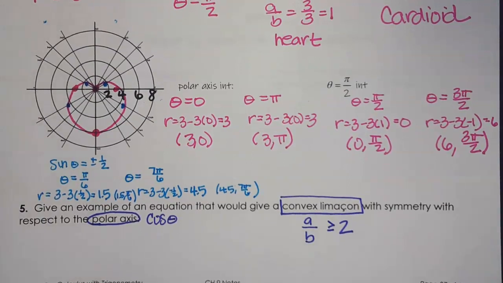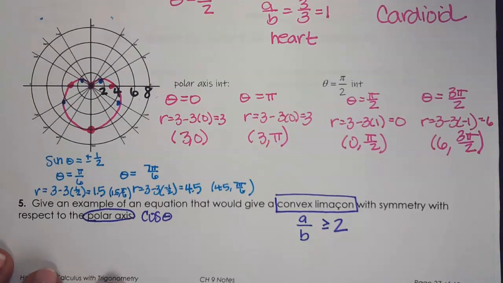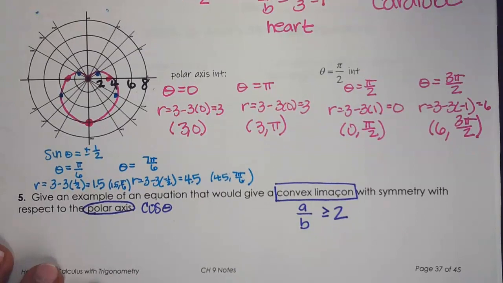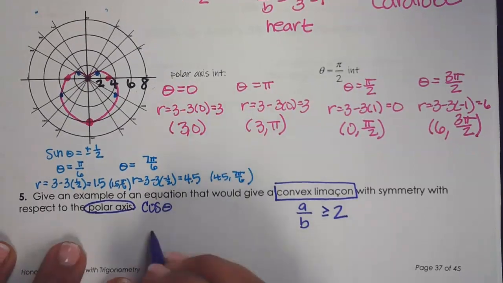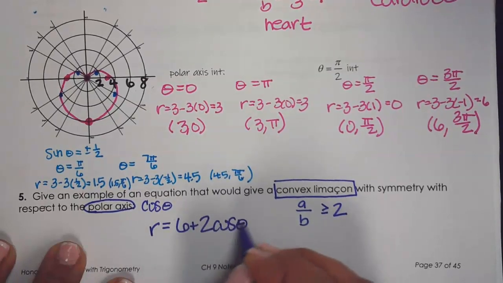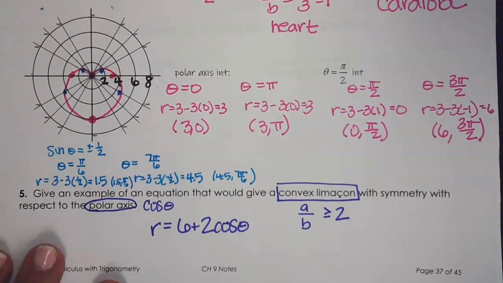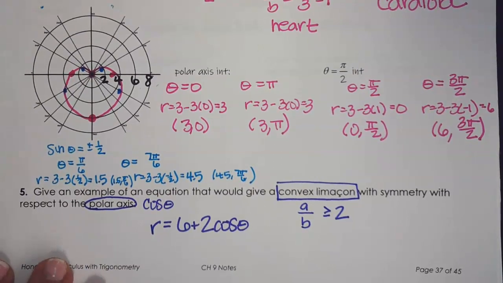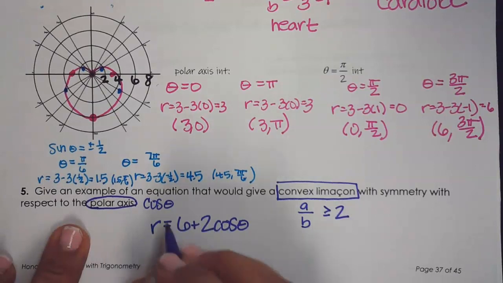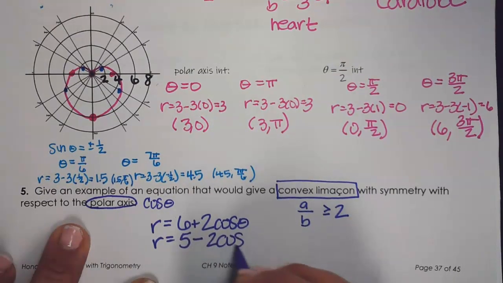So write an equation. And then let's have 3 people give me an example of what they have when you're confident. Who wants to give me an equation? Good. 6 plus 2 cosine theta. I love it. Any others? Anyone else willing to share? Thanks. r equals 5 minus 2 cosine theta.